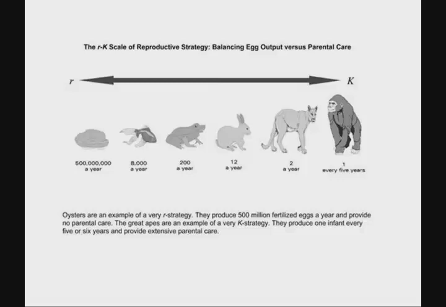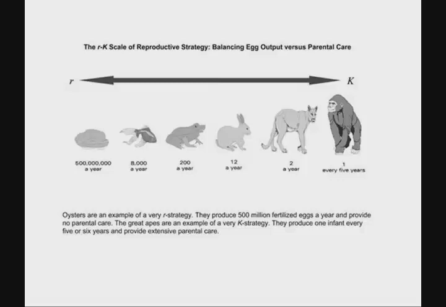Now, R is the symbol we use for death rate, right? So here, when we see an R strategy, the death rate is very, very high, but you're going to make lots and lots of babies, right, and put little resources into them. So I don't have to worry about expending too much energy, because I know that even if 0.1% of my babies survive, it's still plenty to keep the species going.